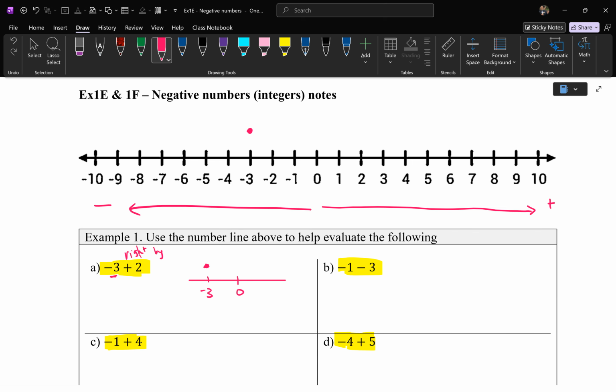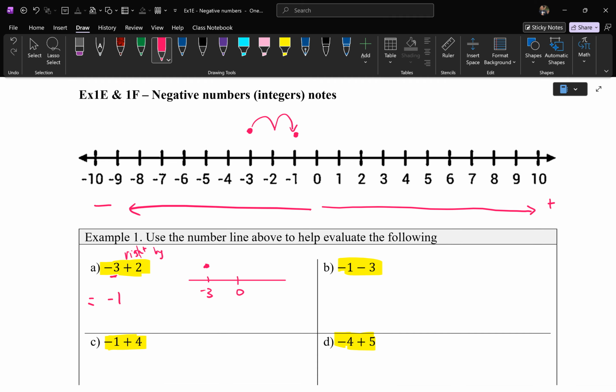So let's count it. -3. Moving to the right by 2. Let's go with Rory. Going from -3, if I move to the right by 2, where do I land? -1. Beautiful. So I go 1, 2, and I land at this spot. The answer for this one then is -3 plus 2, meaning -3 going to the right by 2 lands at -1.